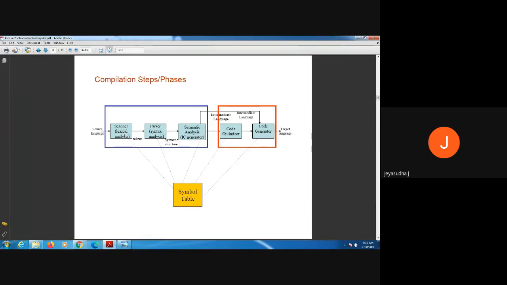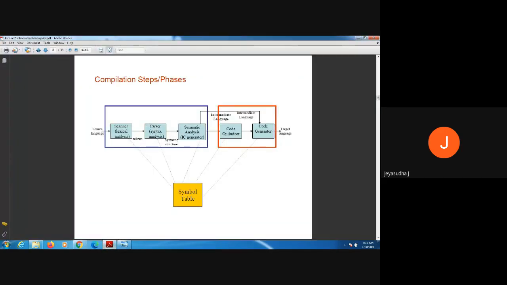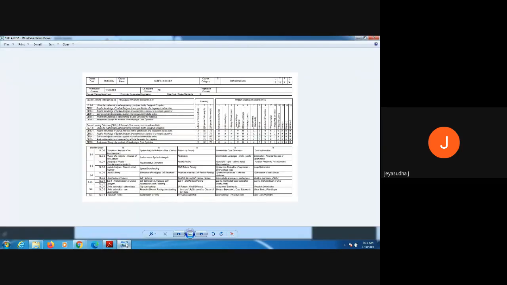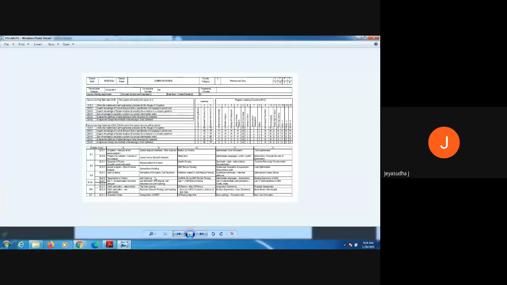You can see lexical analysis. Lexical analysis we will be learning in the first unit itself, how the lexical analysis is done. The second part is syntax analysis. Syntax analysis you will be learning in the second unit. The third part is semantic. Semantic you'll be learning a little bit here, and in the third unit also a little bit. So syntax and semantics have been combined in the second and third units. So this was the process.